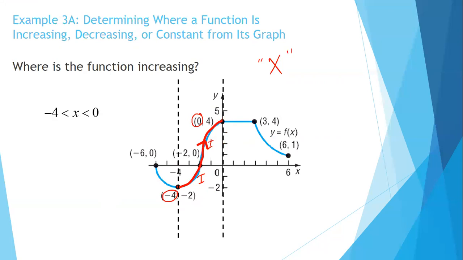You can write it in inequality notation: X is greater than -4, but less than 0 is an interval of increase. You also can write it in interval notation: (-4, 0). Either one of these is telling you your interval of increase. So again, even though they increase at a different rate, they still are increasing together. Make sense? That's why it's just one.